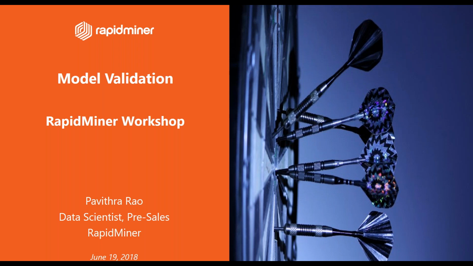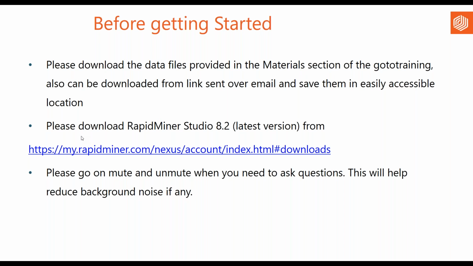Right? Having said that, a few housekeeping items here. I hope you got my email. There are a few files. For example, the complete repository that I have shared over email as a zip file. I'll show you how to import that as a repository in RapidMiner, and we'll use that itself. And if you've not gotten the email, there is something called a material section on your Guru training window. You could also grab that zip file from there, and I hope you have the Studio 8.2 version.